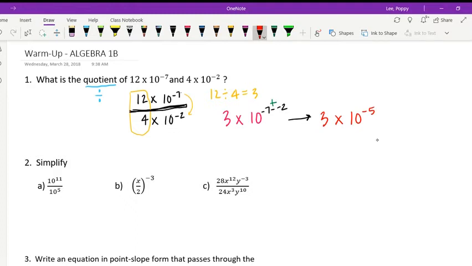Make sure this is in scientific notation. Yep, 3 is a number between 1 and 10 times a power of 10. So we know that we ended it correctly with what we needed to do.